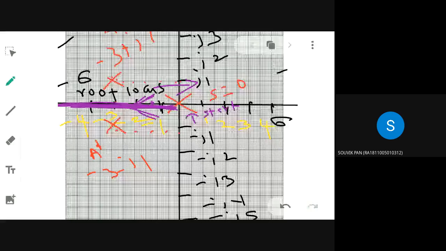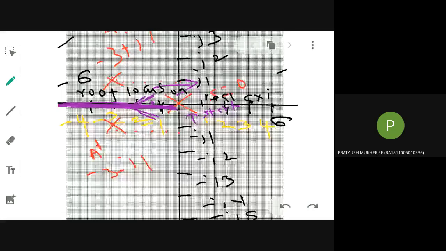Ma'am, repeat the step, ma'am. Your voice was not clear. Do it in your graph sheet. Repeat the step. Yes, ma'am, I have to redo.